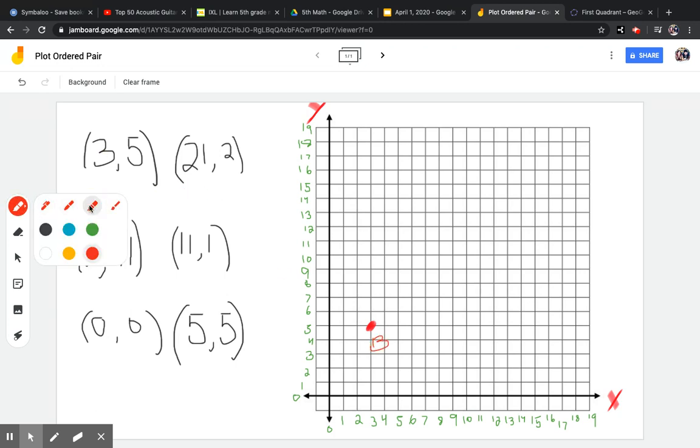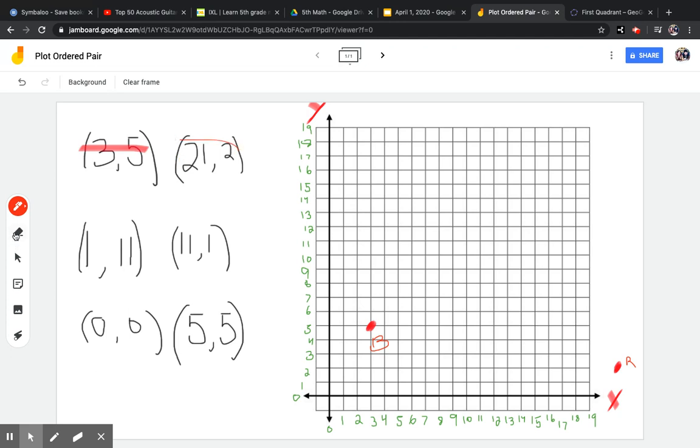Okay, now let's look at the next one. We have 21, 2. Uh-oh. I'm going to go 21 hops, but it ends at 19. Well, if you guys can remember, that arrow means that it keeps going. So 19, 20, 21. So I'm just going to kind of use my eyesight and try. And then I'm going to go up 2. So that point would be about out here, kind of in the outskirts. And I'm going to name it R.